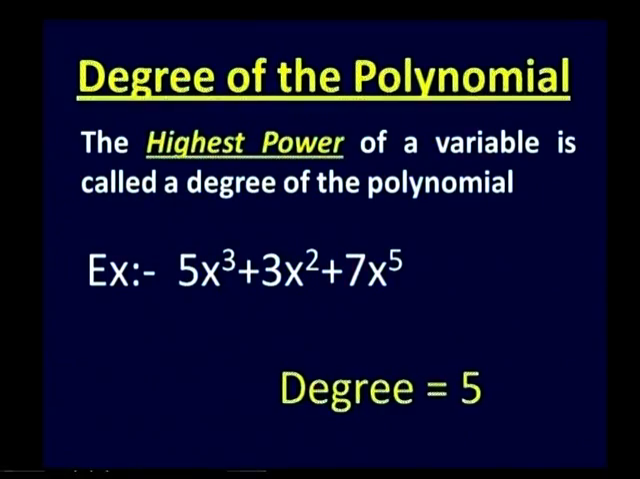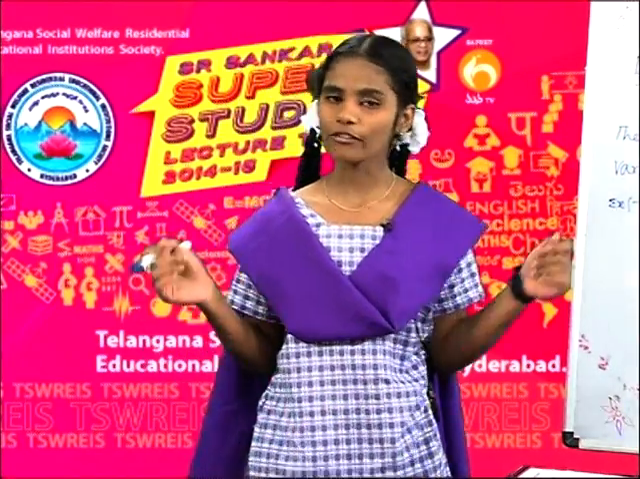Here, degree of a polynomial means the highest power of a variable in a polynomial is called the degree of polynomial. For example, 5x cube plus 3x square plus 7x power 5. In this polynomial, the first term power is 3, second term power is 2 and third term power is 5. Among all these powers, the highest degree is 5. So it is called the degree of polynomial.